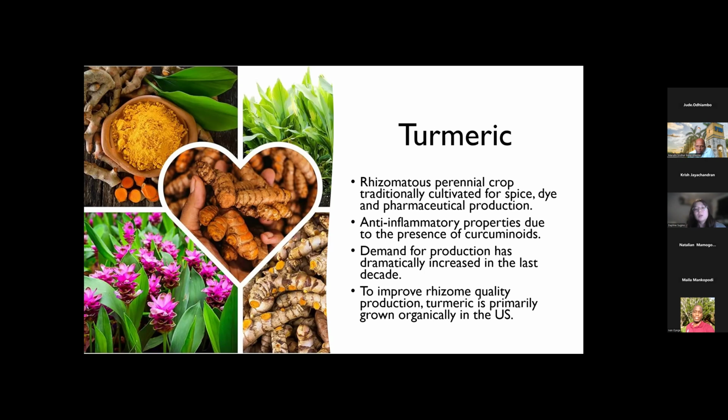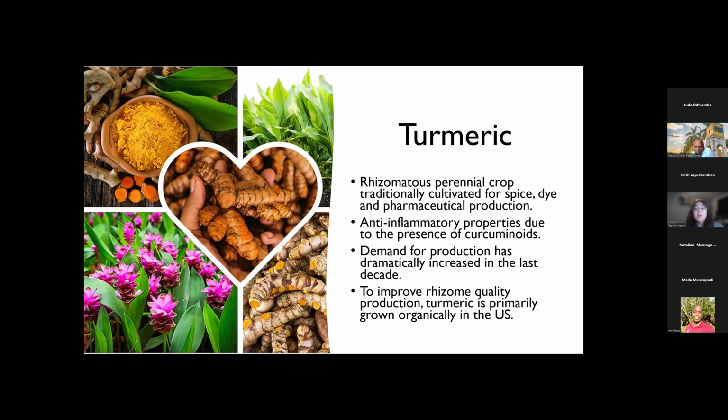The major curcuminoid present in turmeric rhizomes is known as curcumin, and all the other curcuminoids are derived from curcumin itself. The other important curcuminoids that we can find in nature and that we use a lot in pharmaceutical compound production are bisdemethoxycurcumin and also demethoxycurcumin.